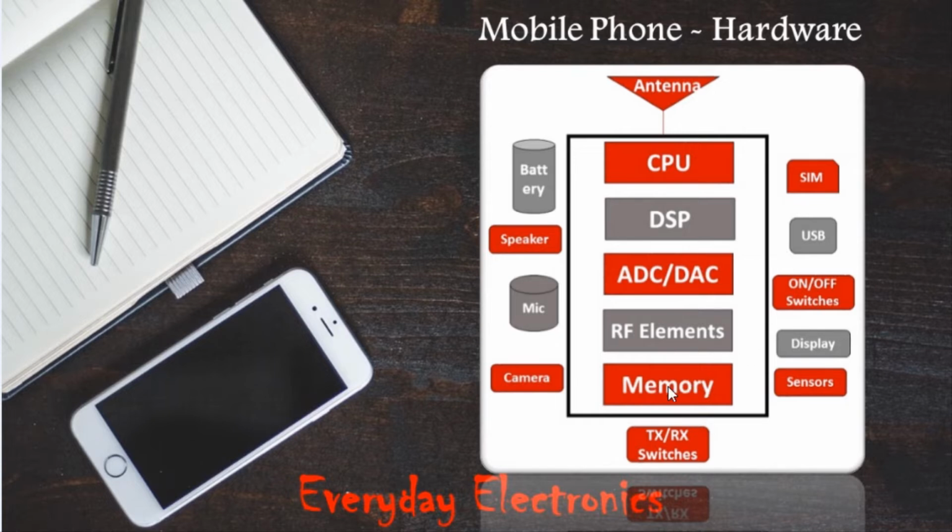Now regarding the memory, we have two memories, that is RAM and ROM, random access memory and read-only memory. The ICs will be used. So that's about this part.